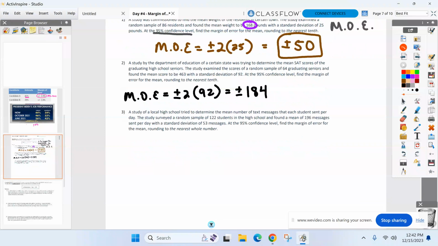Text messages sent per day. There we go. 196 messages a day. High or low? Or right around?